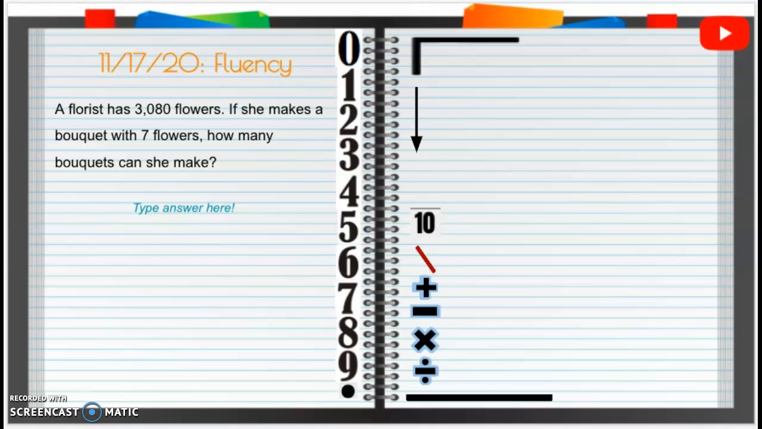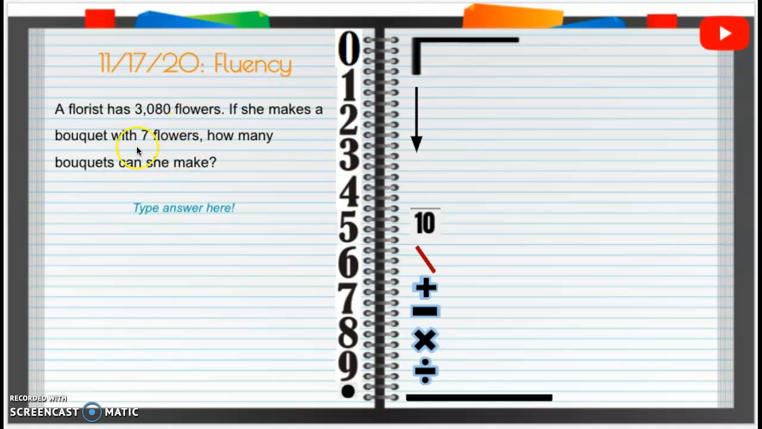November 17th, 2020, Fluency. A florist, which is a flower person, has 3,080 flowers. If she makes a bouquet with 7 flowers, how many bouquets can she make? So a bouquet is like a group of flowers, like what the bride walks down an aisle at their wedding to. That's called a bouquet of flowers. So a group of flowers.